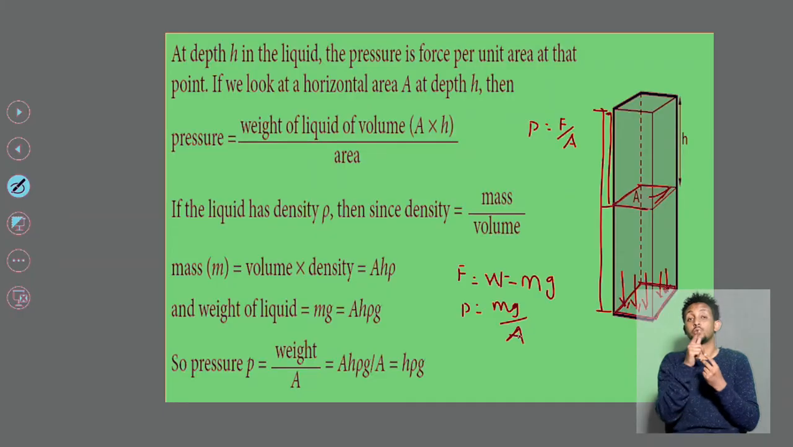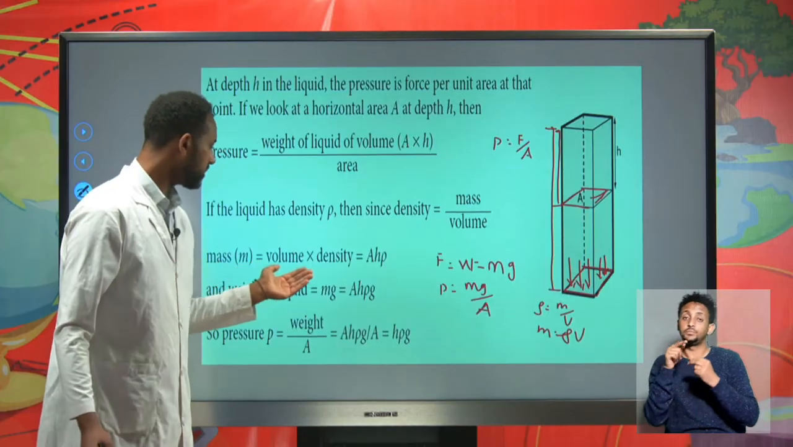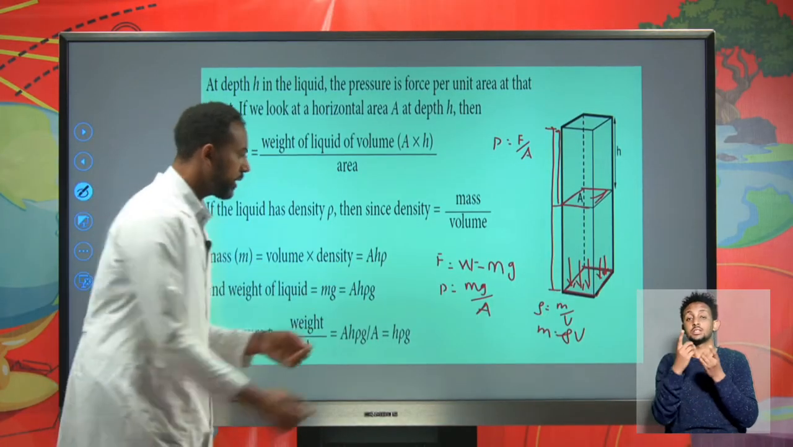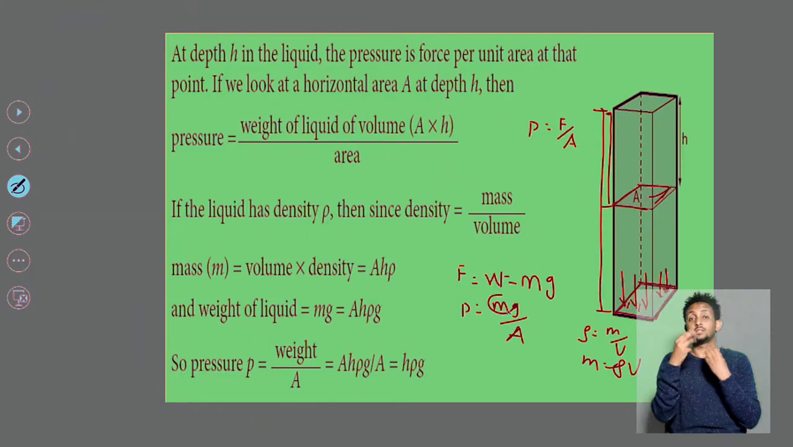And we know that density is equal to mass over volume. From this, mass means density times volume. Therefore, expressing this, instead of mass, we can have pressure P equal to density times volume V times gravity g over cross-sectional area A.